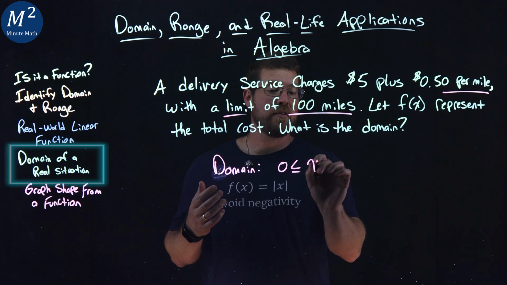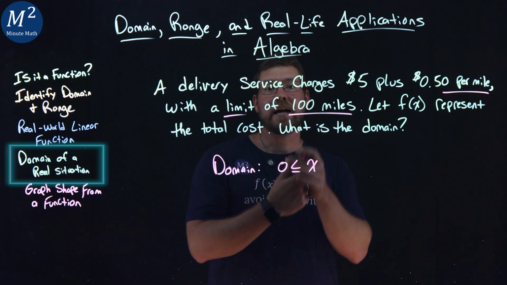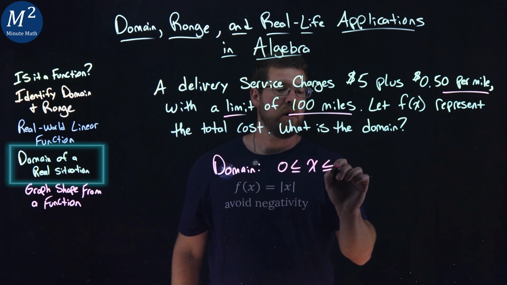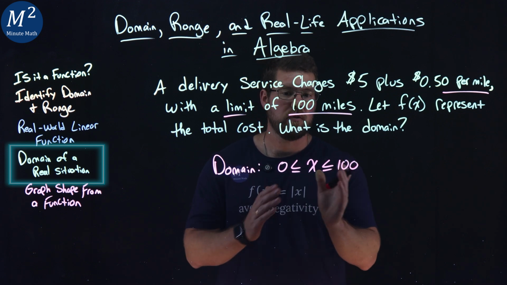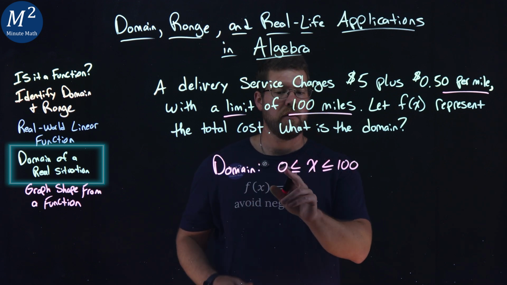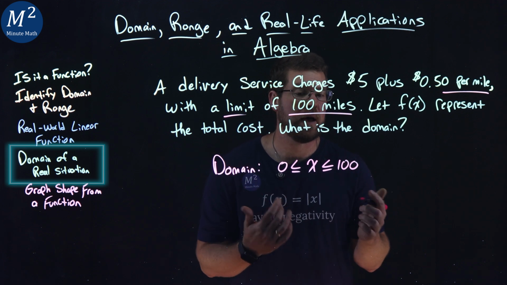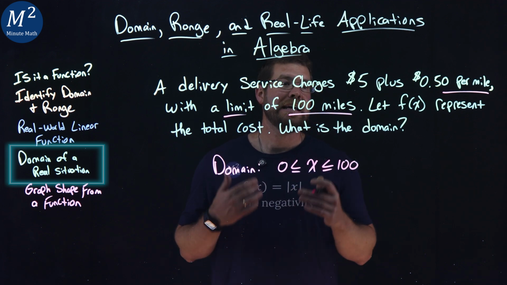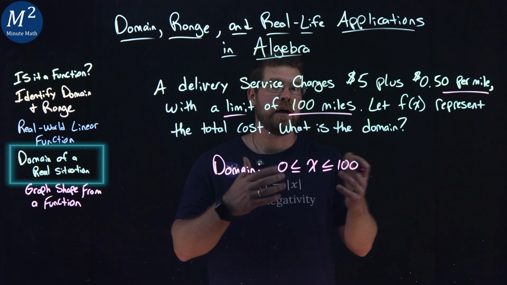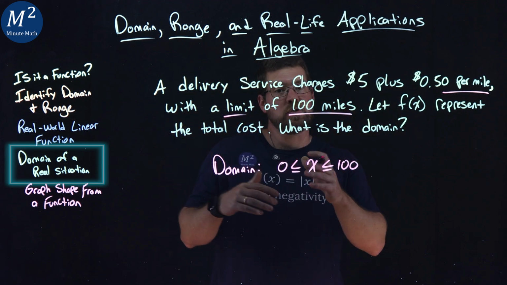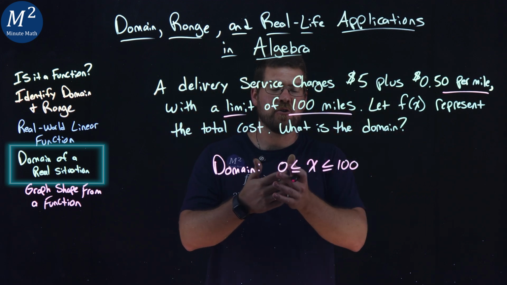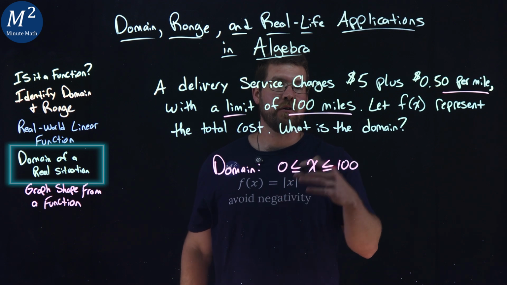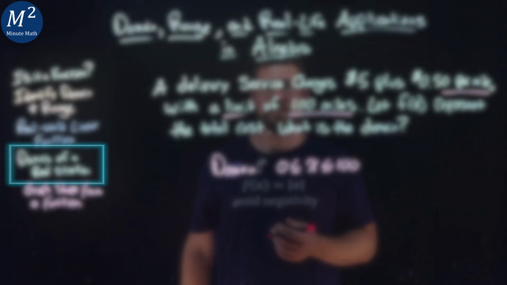And x will represent the number of miles to a maximum limit from the problem here of 100. And so here we have a domain showing that from 0 to 100, including those values, this x value here is the distance in miles that the delivery service will deliver. And that's our domain for that function there, from 0 to 100 miles.